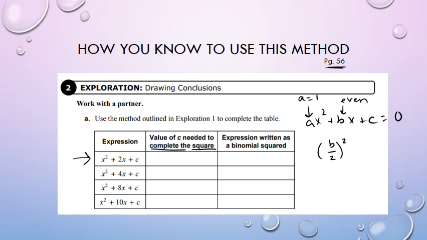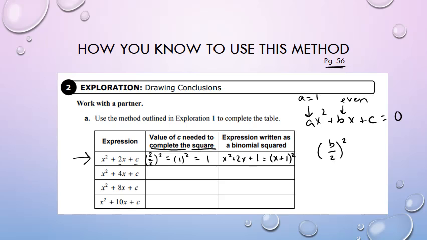All right, so in this case I would take the b, which is 2, cut it in half and square it. So 2 over 2 is 1, and 1 squared is 1. So the expression would read x squared plus 2x plus 1. That's what I'm going to fill in for c. And the reason I want to do that is because now this can be factored as x plus 1 times x plus 1, which is x plus 1 squared.